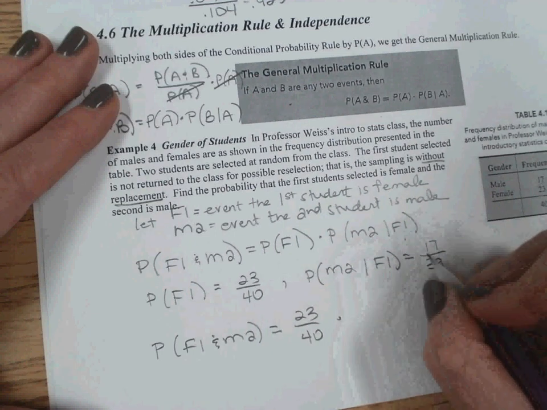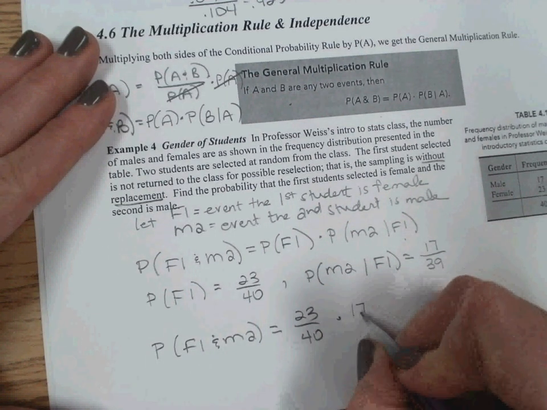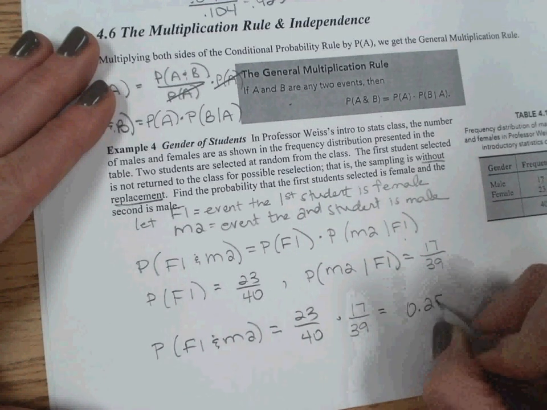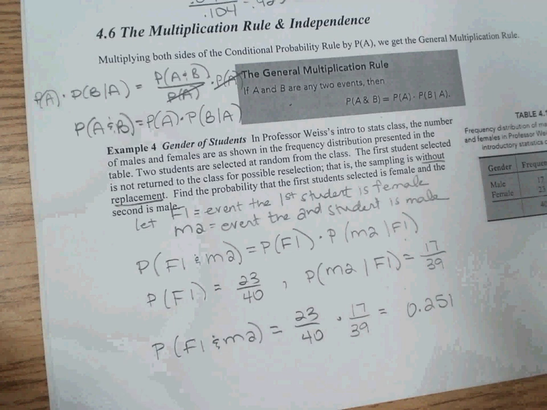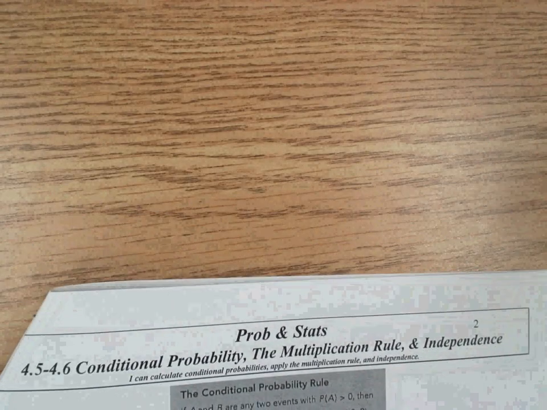the probability of F1 times the probability of M2 given F1. So 17 out of 39. And we get 0.251, or a 25.1% chance.